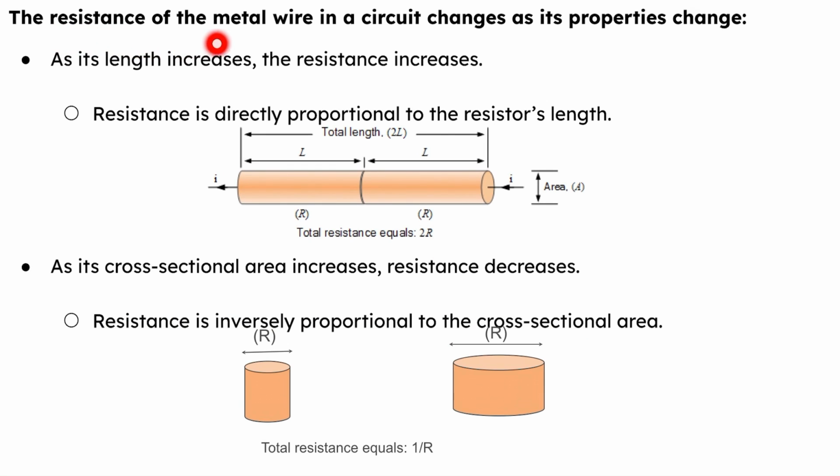The resistance of the metal wire in a circuit changes as its properties change. As its length increases, the resistance increases, and we say that resistance is directly proportional to the resistor's length. As its cross-sectional area increases, the resistance decreases. We say that resistance is inversely proportional to the cross-sectional area.